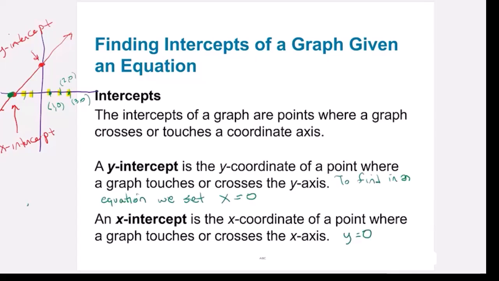And the same is true for the y-axis. Anytime I'm on the y-axis, if you plot a point anywhere on the y-axis, because it's on the y-axis, we haven't traveled anywhere in the x direction, so x is going to be 0.